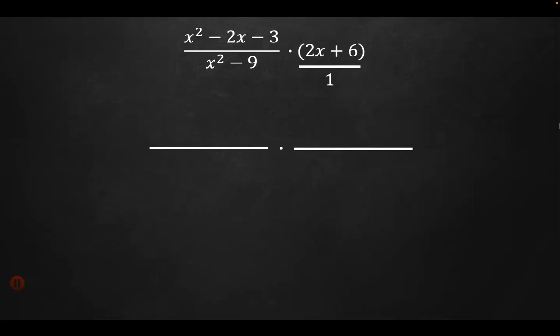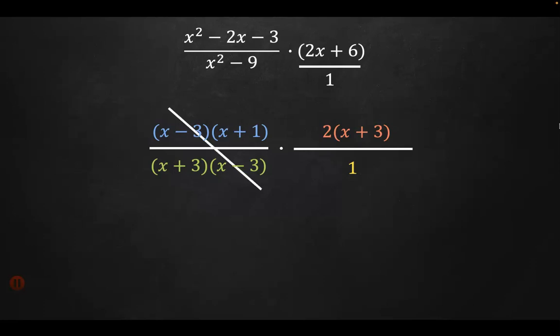I'm going to factor each part. So in the numerator of that first fraction, I would get x plus 1 and then x minus 3. That is how I would factor, again, using your box or using split the middle. In the denominator, you have a difference of perfect squares, so it's x plus 3 and x minus 3. And in the numerator of the second fraction, I have a GCF of 2, and then I have it over 1. Now, as we factor, we see, can I cancel out any common factors?